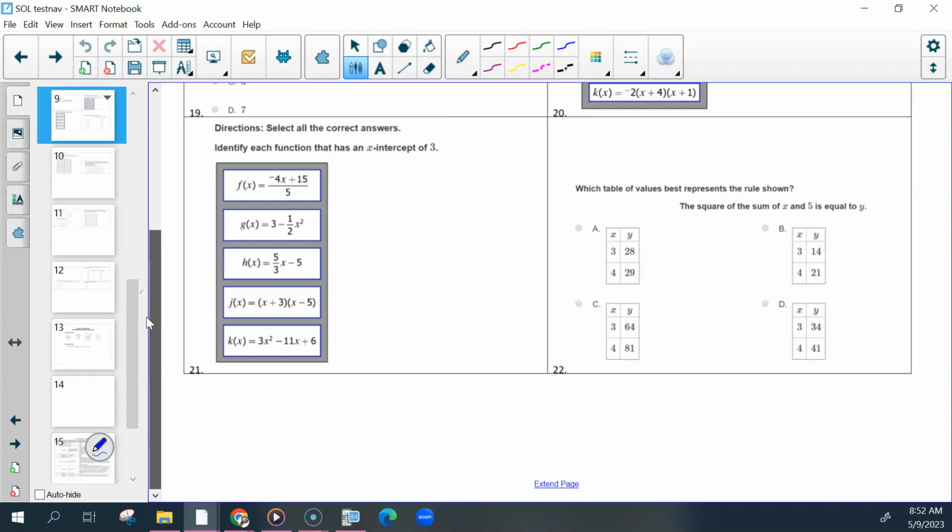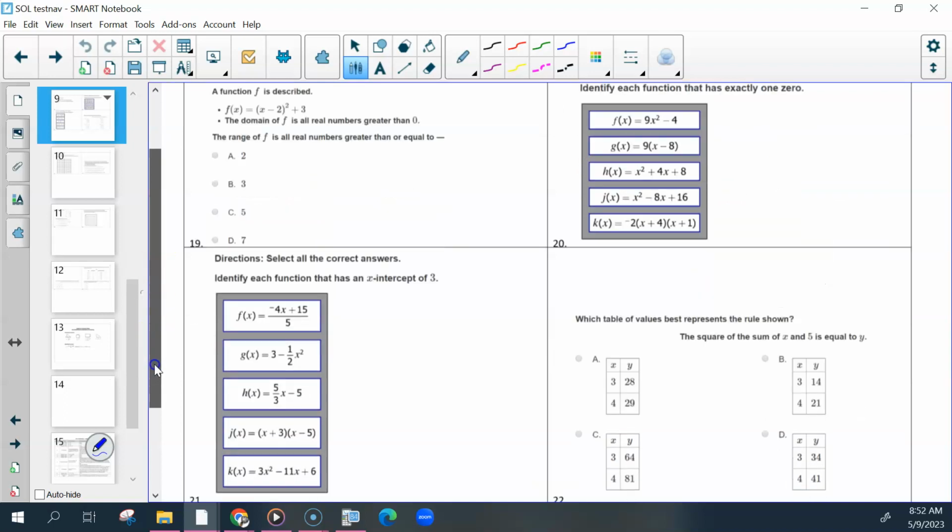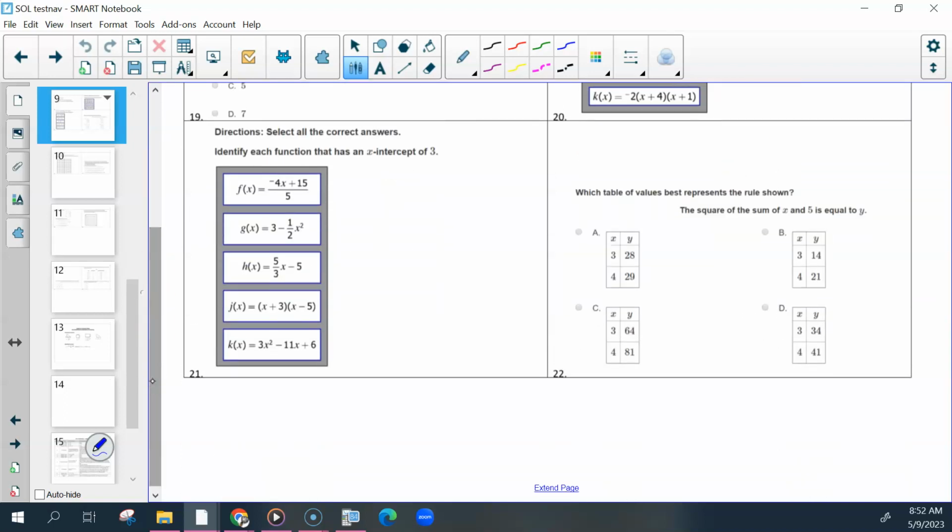For this, you would need to rewrite what's given into an expression or an equation. The sum of, so we're adding two things. Sorry, the square of, everything's going to be squared, that comes after this. The sum of, we're adding two things, is equal to y. So it should look like y equals, in parentheses, x plus 5 squared. That would be your equation.